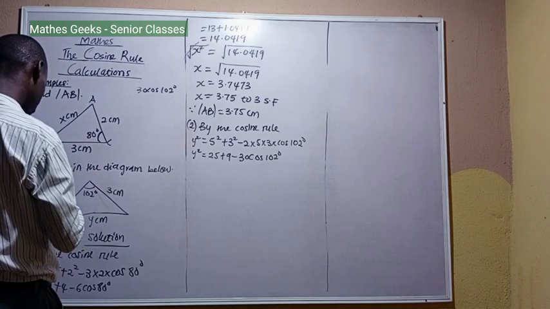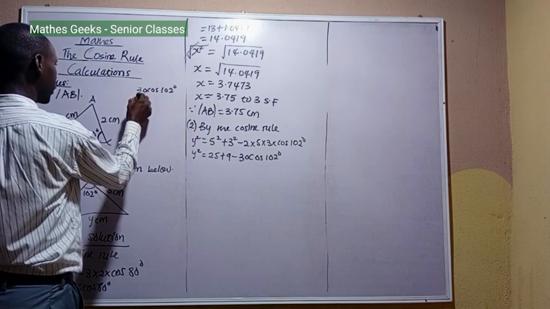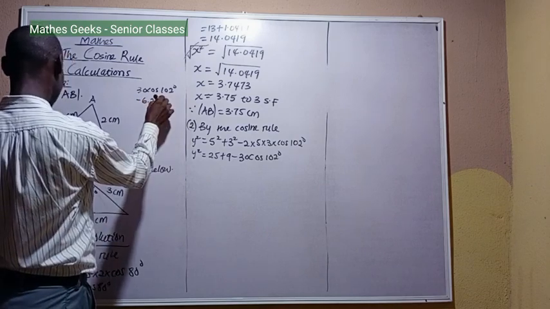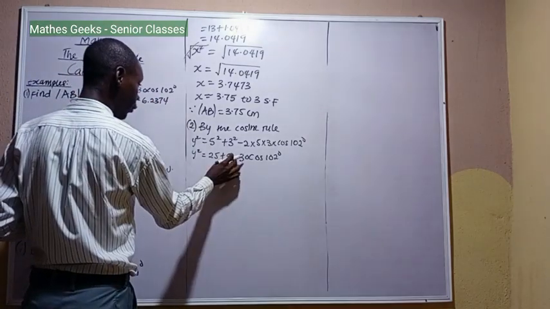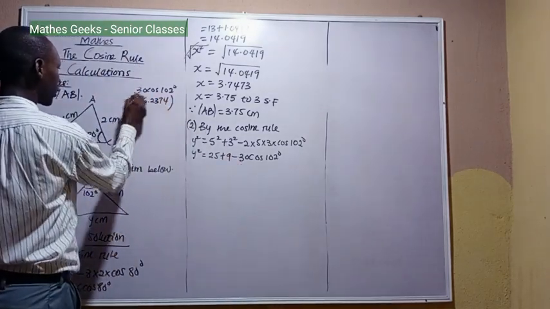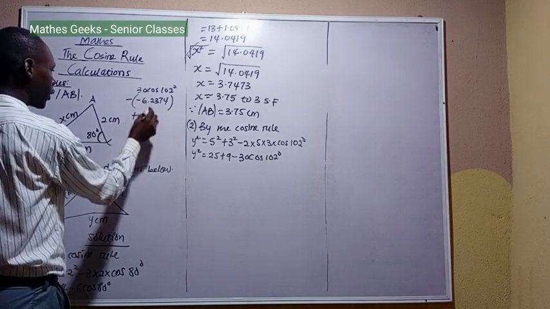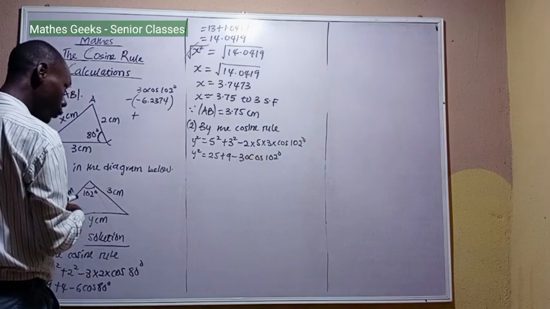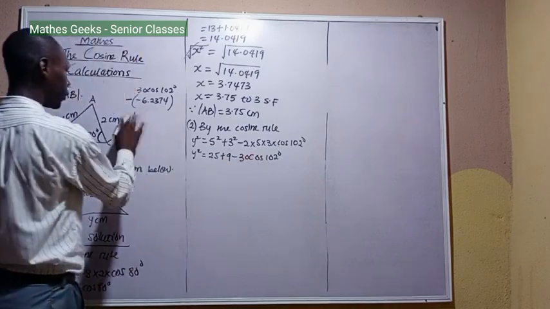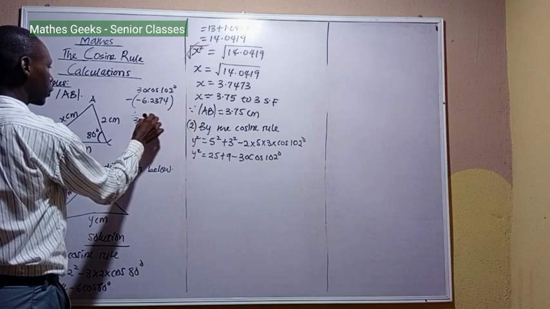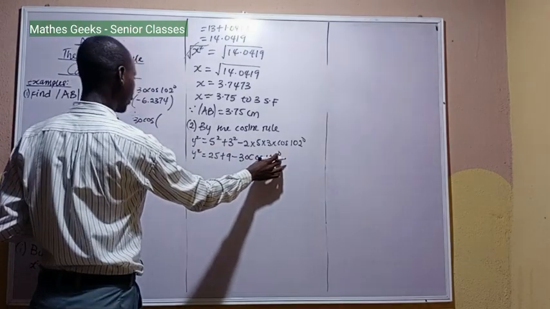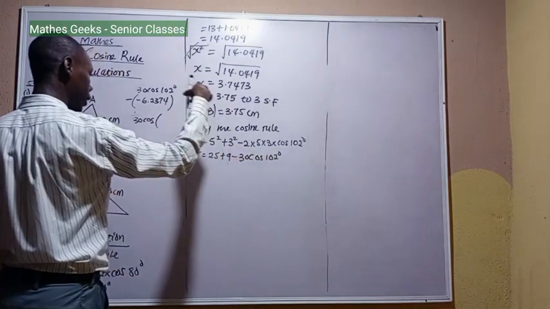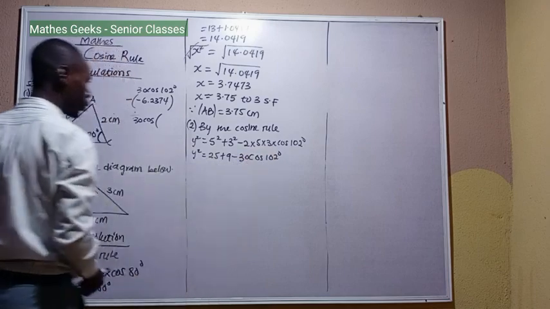30 cos 102 is minus 6.2374. So if you enclose this in brackets, minus times minus will give us plus. The sign here changes to plus, and we put this value here without a negative sign. But if you don't want to do it this way, we can convert this angle to its acute equivalent.